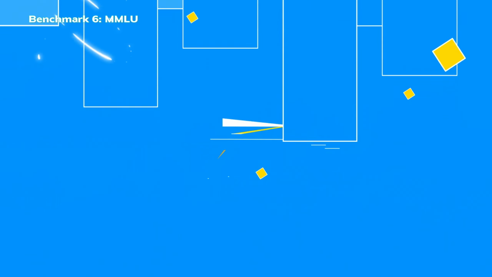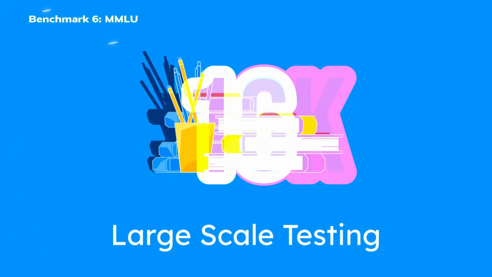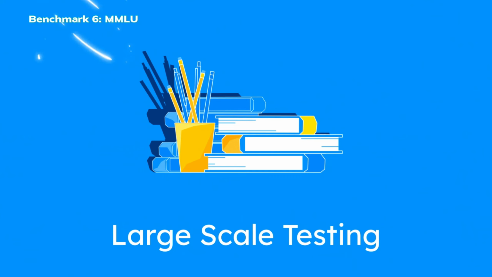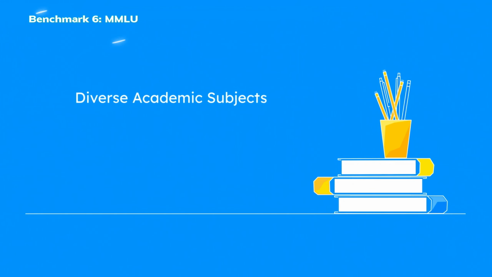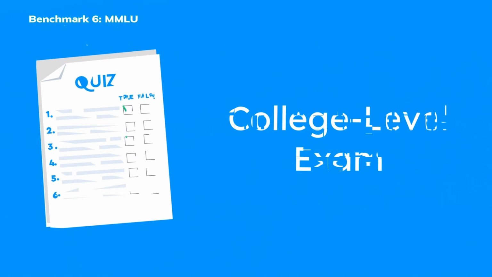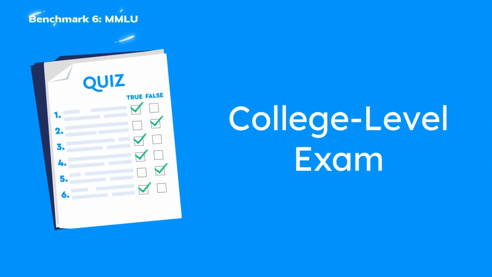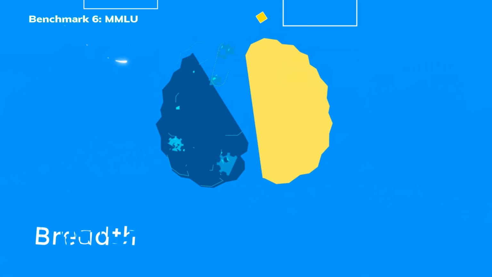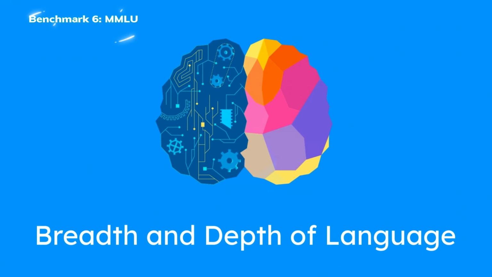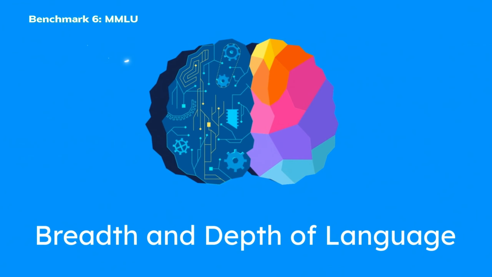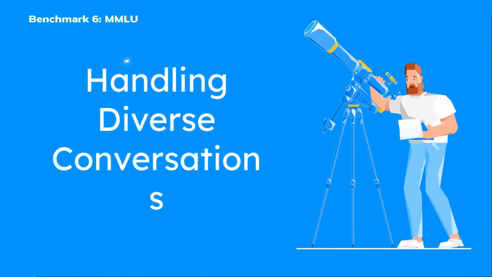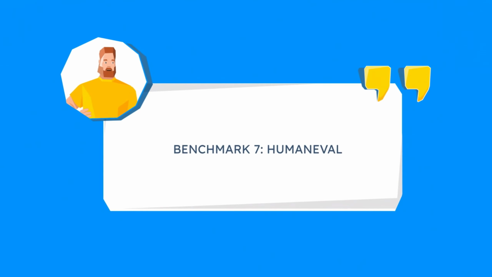To put it to the test, MMLU uses a whopping 16,000 multiple choice questions covering 57 different academic subjects, everything from math and philosophy to law and even medicine. It's like giving an AI a college level exam across almost every department. So MMLU really digs into the breadth and depth of an AI's language smarts across all sorts of different fields. Can it handle a conversation about astrophysics as well as it can discuss art history? MMLU wants to know.